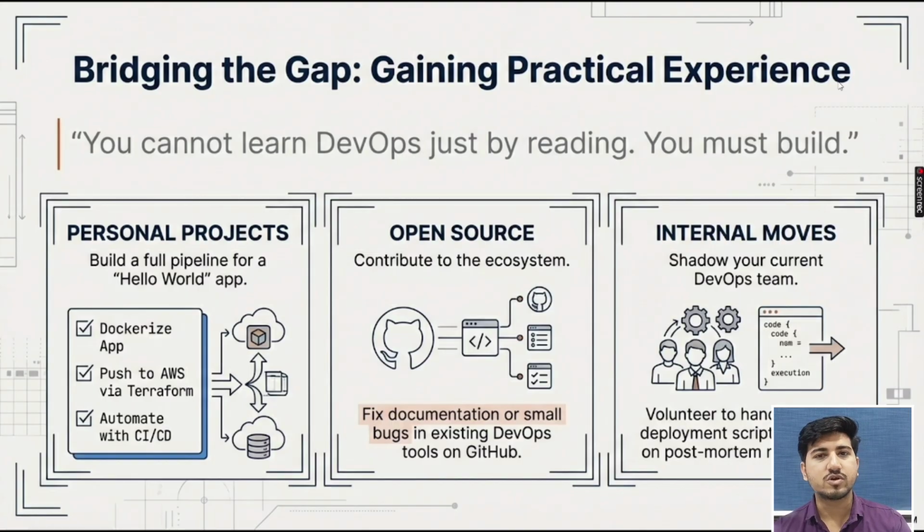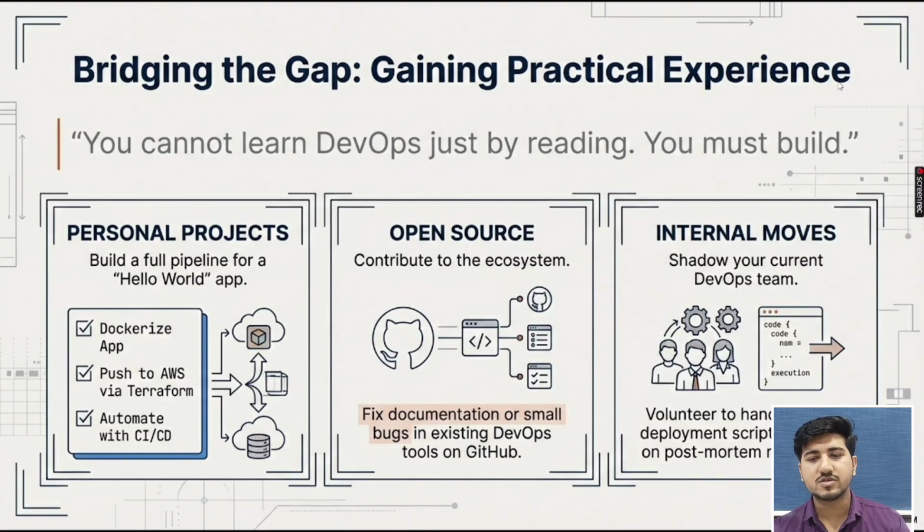Then open source. You can contribute to the open source ecosystem, where people will see your work. There are many companies which look at people's work, and they can contact you based on it. You can fix documentation or small bugs in existing DevOps tools or on GitHub. These are the ways of contributing to open source, and from there people will see your work and reach out or appreciate it based on the level of your contribution.